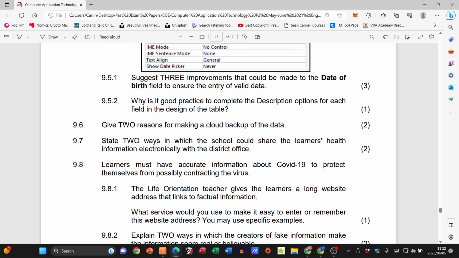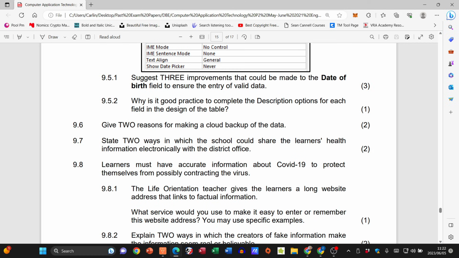Let's continue. Give 2 reasons for making a cloud backup of data. Well, number 1, I don't want to take up space on my actual hard drive, right? I want to actually copy that data somewhere else. I want to make sure that I've got a backup at a remote location. And when I back up to the cloud, it's more secure than backing up data on my actual hard drive.